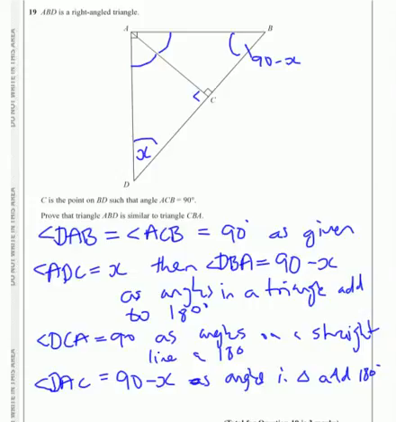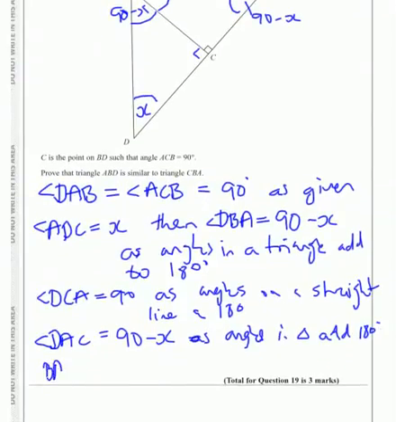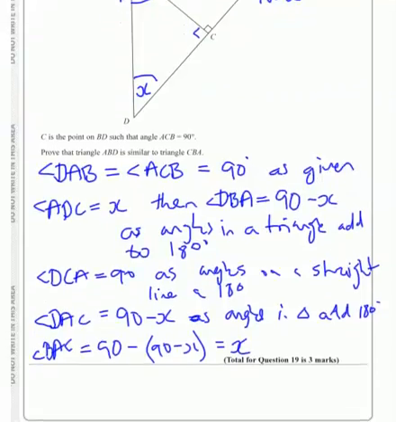Next up, we want to work out the remaining angle here. We've got that this one is 90 minus x. For that one there, we can again use the information we've got here. That whole angle is 90, and this one here is 90 minus x. So angle BAC is going to equal the 90 we've got minus (90 minus x). 90 minus 90 is 0, minus minus x is going to give us x.